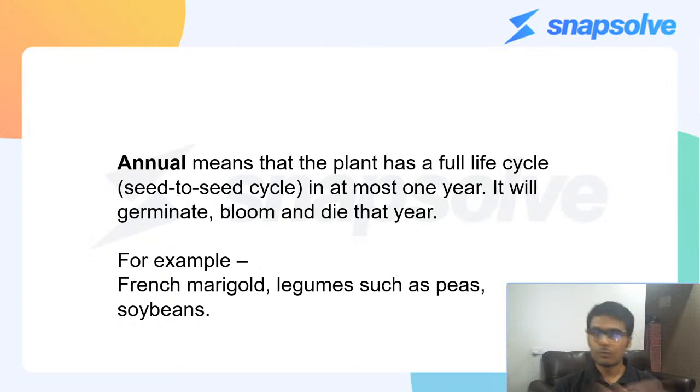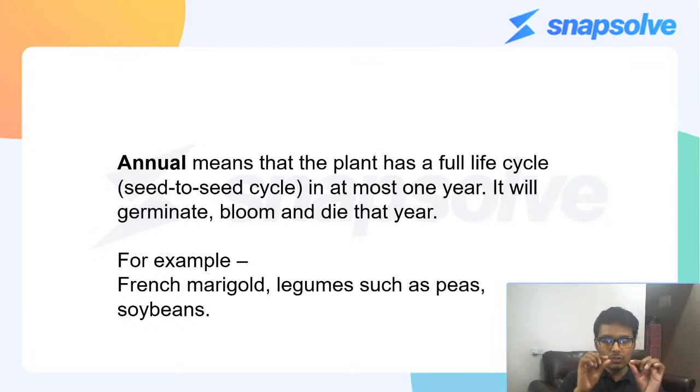ओके, फिर उसके बाद वो फूल देते हैं और फिर भगवान को प्यारे हो जाते हैं. ठीक है? For example, annual plants का example है French marigold, legumes such as peas, soybeans. अच्छा, लेग्यूम्स क्या होते हैं? लेग्यूम्स आप लोगों ने नाम बहुत सुना होगा ना, मैं बताता हूँ आपको what do you mean by legumes. See, leguminous plants and legumes are all those plants जो पॉड बेरिंग होते हैं. Pod, pod bearing. Okay, for example peas.